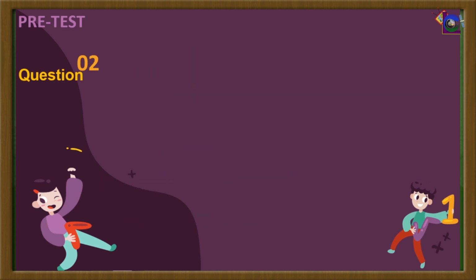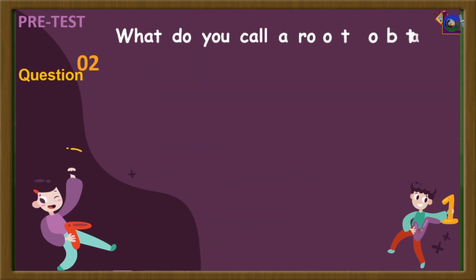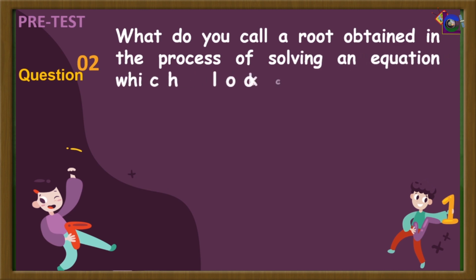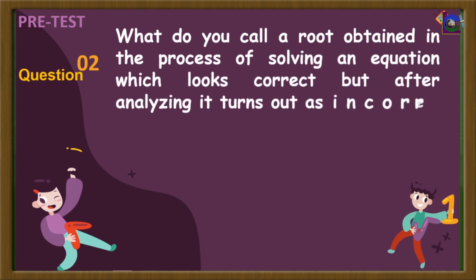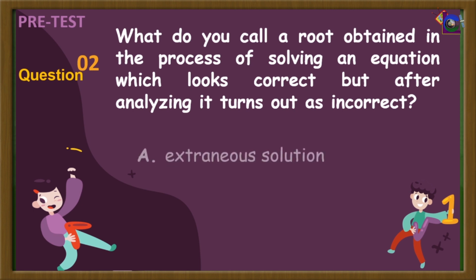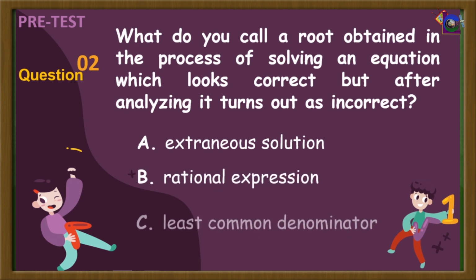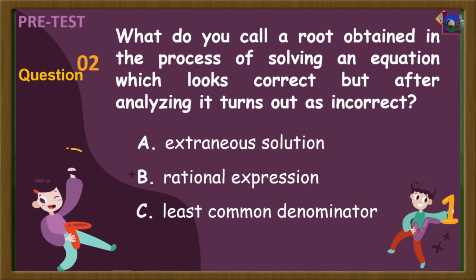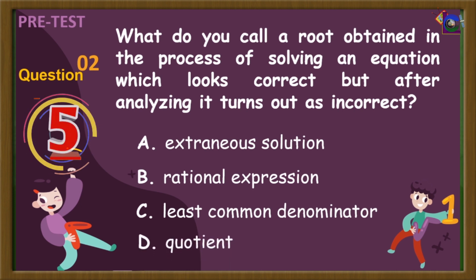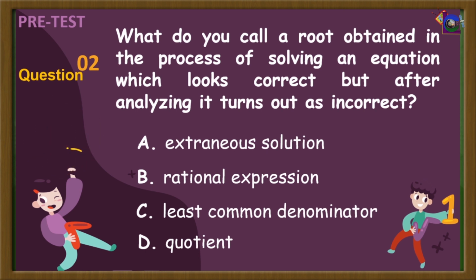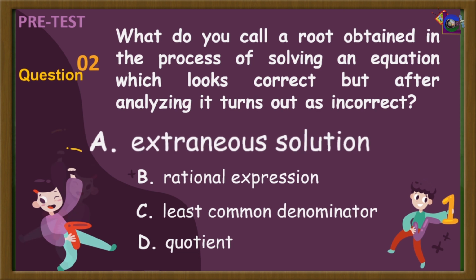Number 2. What do you call a root obtained in the process of solving an equation which looks correct but after analyzing it turns out as incorrect? A. Extraneous solution. B. Rational expression. C. Least common denominator. D. Quotient. The correct answer is letter A, extraneous solution.